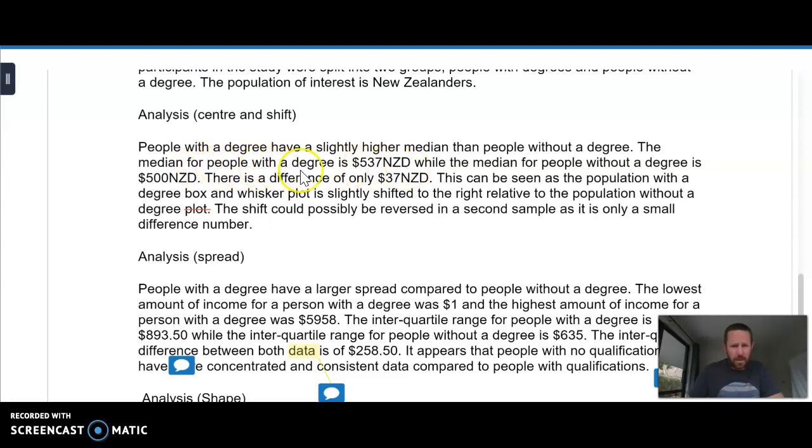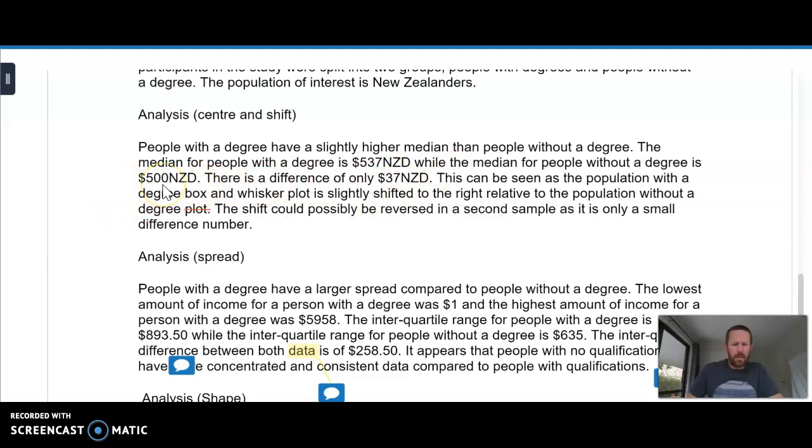So the median for people with a degree is $537. The median for people without a degree is $500. There's a $37 difference. And this person said slightly higher, which, yeah, that's good, but it's always subjective as to whether it's high or slightly higher or much higher. You can turn it into a percentage easily. 37 out of the lower of the two.